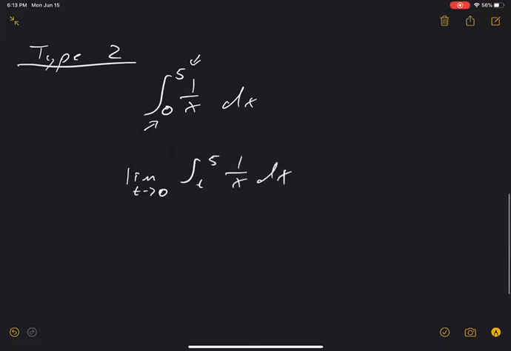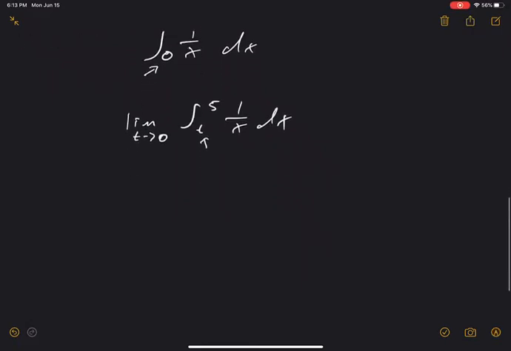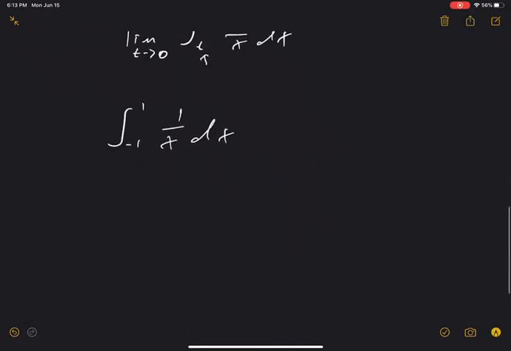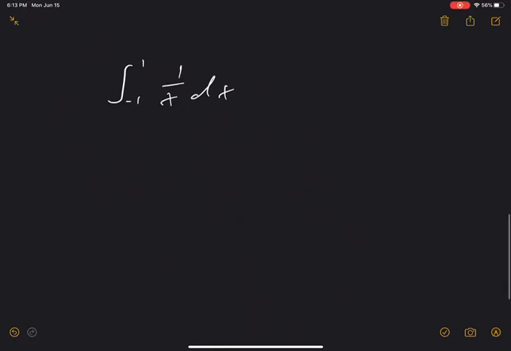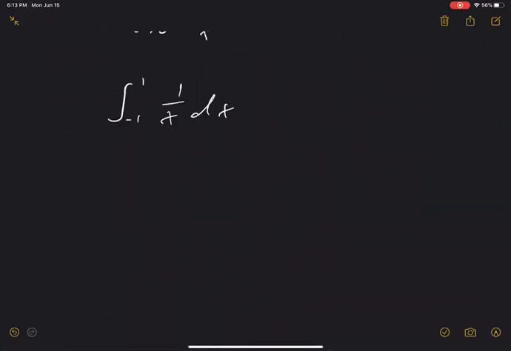This is the standard type 2, where we have one discontinuity at one of the endpoints. We also need to be able to handle the case where the discontinuity is in the middle of the bounds. So this is discontinuous at 0, which is right in between -1 and 1. Again, I need to split that up into two pieces, with t approaching 0.